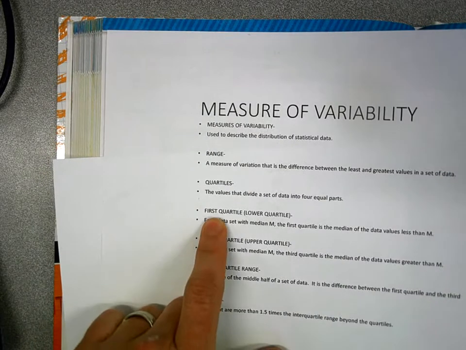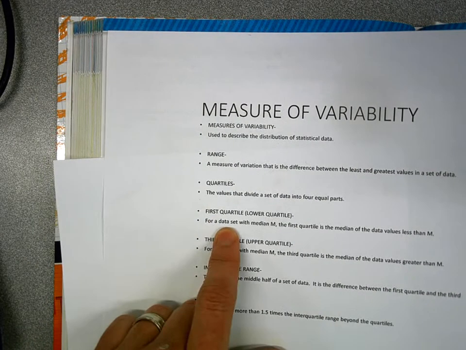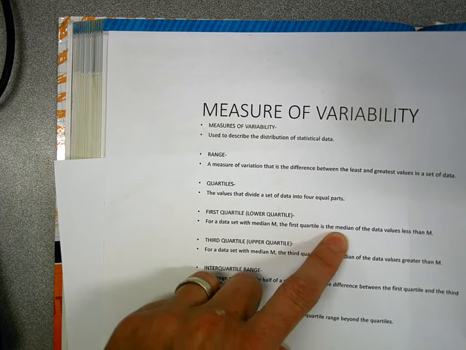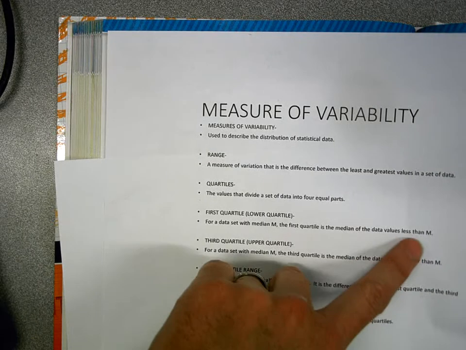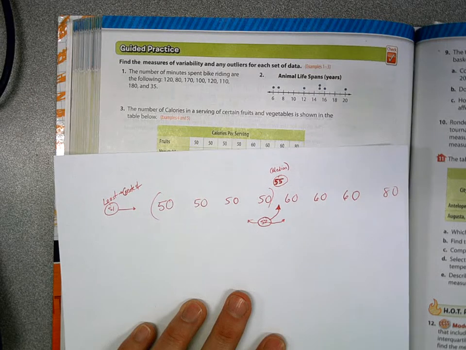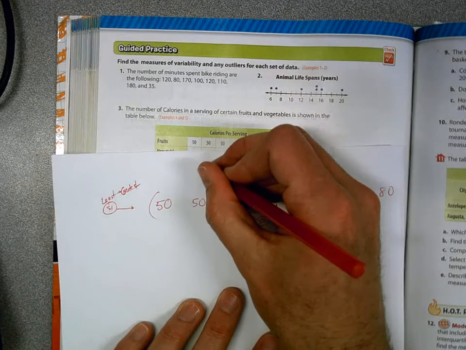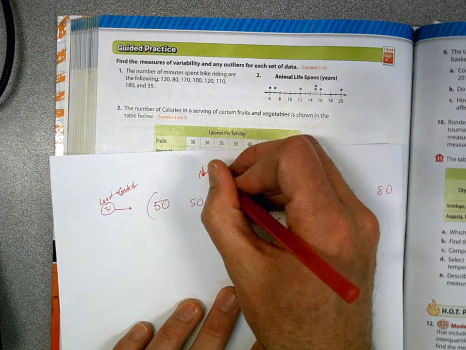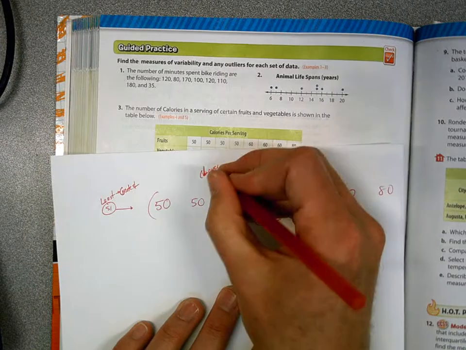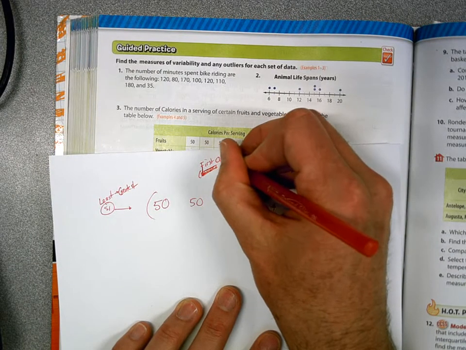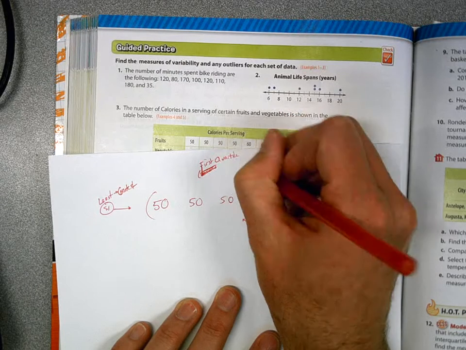Because it says for a data set with median M, which is the median we just found, the first quartile is the median of the data values less than M. They're talking about this part. They don't call it lower quartile in this book. They call it first quartile. Again, it's the same thing, but I want to make sure I stay consistent with what they're saying.